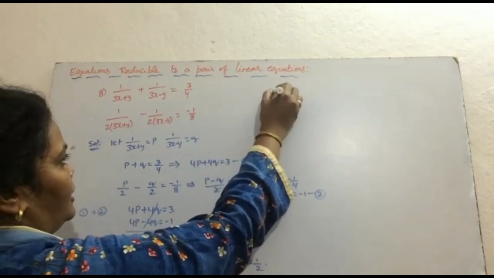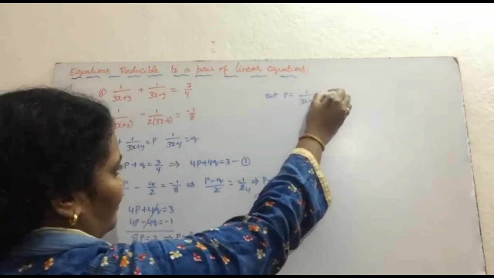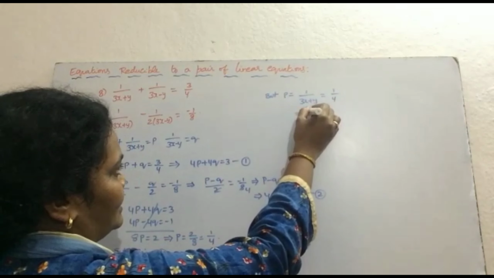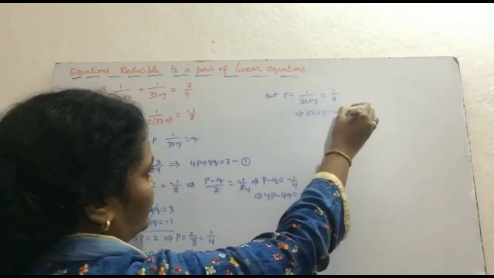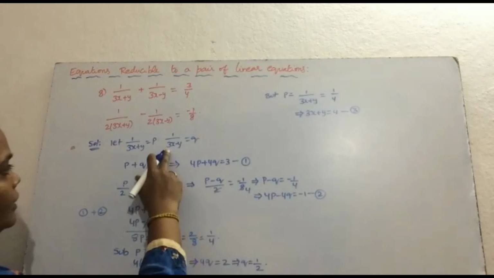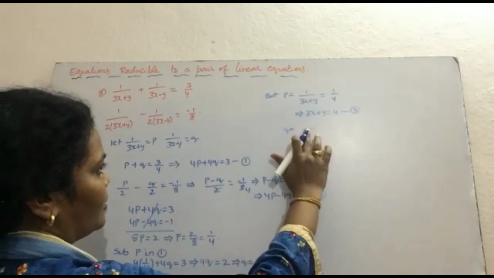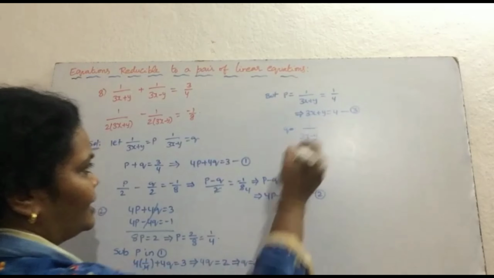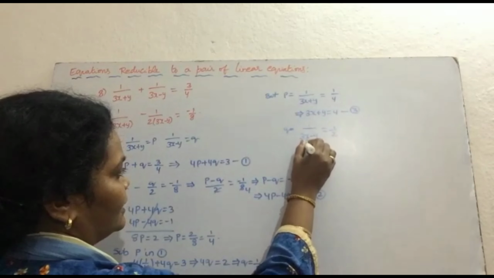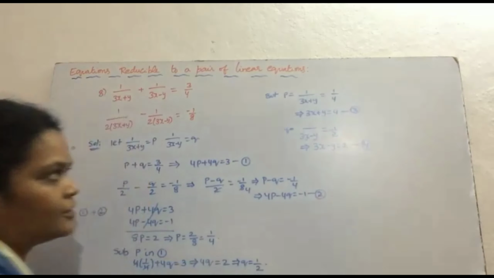But what is p? But p is equal to 1 by 3x plus y. P is equal to 1 by 4. That implies 3x plus y is equal to 4. This is the third equation. And 1 by q. What is q? 1 by 3x minus y is equal to 1 by 2. That means 3x minus y is equal to 2. This is the fourth equation.